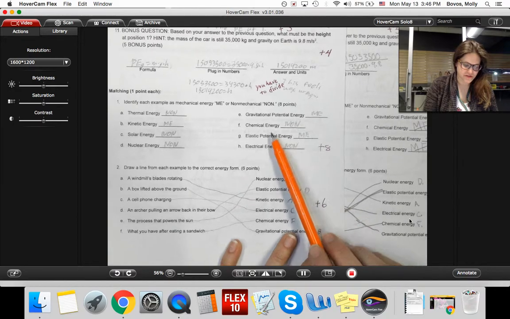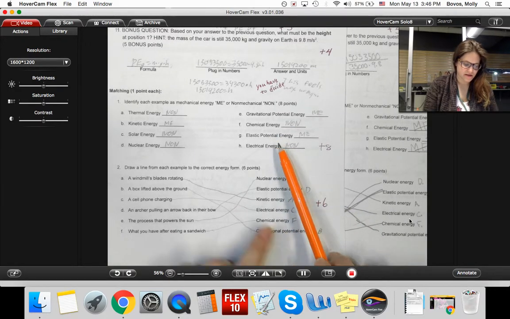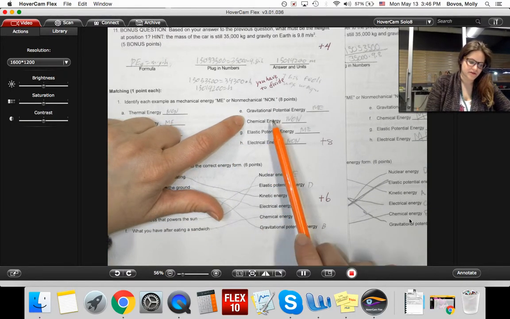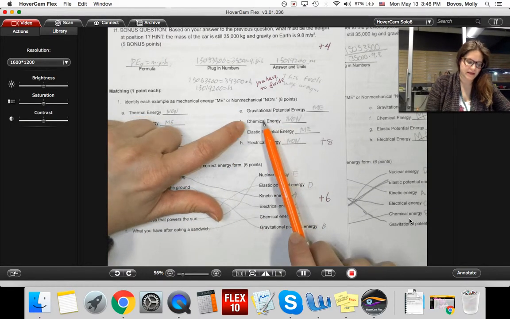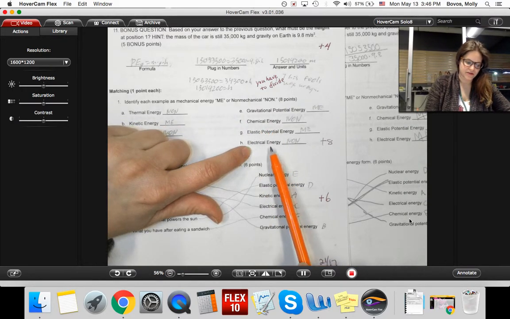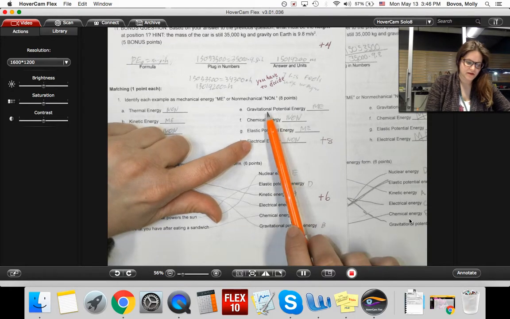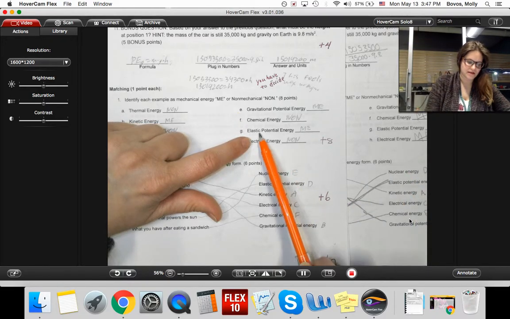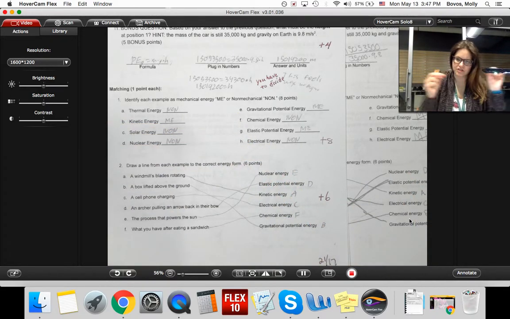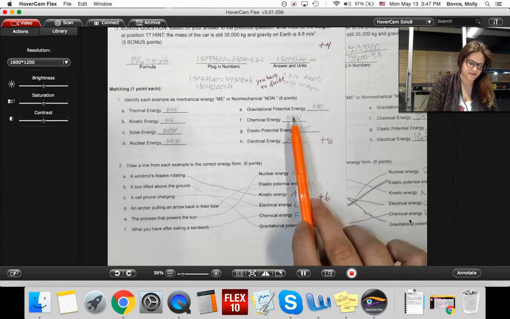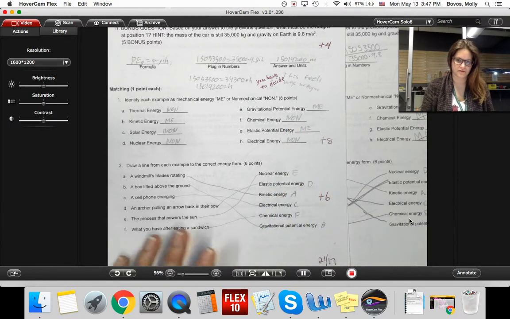Second column, gravitational potential energy, chemical energy, elastic, and electrical. Chemical and electrical, those are non-mechanical. We can't actually see chemical energy, and we can't actually see electrical energy. Gravitational potential energy, that's how high an object is. We can see that. Elastic potential energy, that's stretchy. We can see if something is stretched or compressed. Those are our mechanicals. Chemical and electrical are non-mechanical.